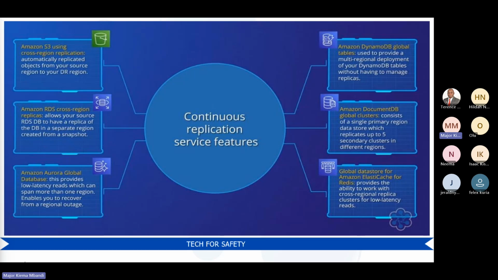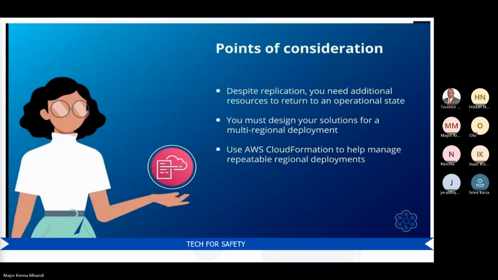So, move to the next slide. Points of consideration, what you need to consider. Despite the replication, you need additional resources to return to an operational state. You must also design your solution for a multi-region deployment. Use AWS CloudFormation to help you manage repeatable regional deployments, so you can have infrastructure as code to automate this region failover.